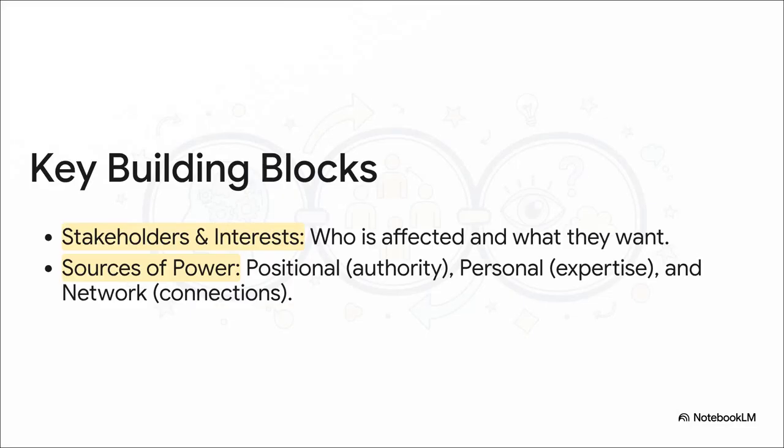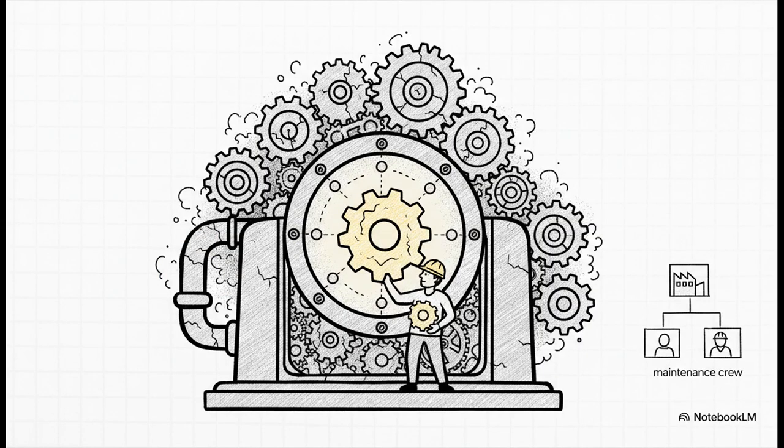The building blocks for a political analysis are pretty straightforward. First, you have to map out who all the stakeholders are and figure out what they really want. Then you analyze their sources of power. And this is so crucial. Power doesn't just come from a title on a business card. That's positional power. It also flows from personal things, like deep expertise, and from a person's network, who they know and the relationships they have. And this just shows you that power doesn't always follow the official hierarchy.